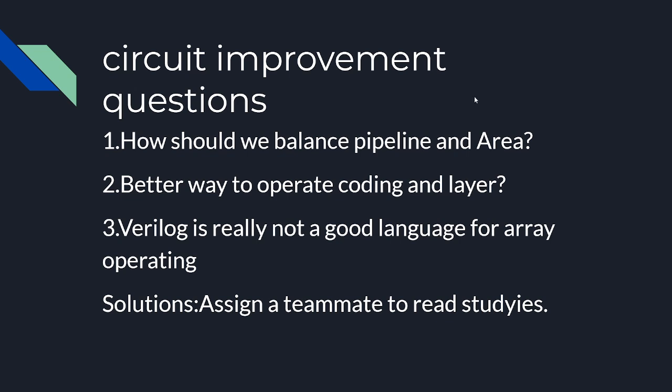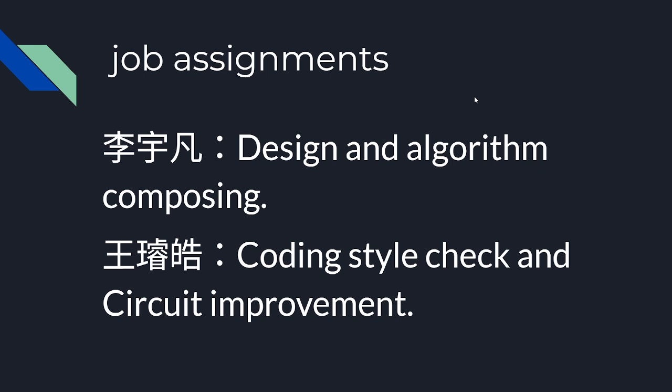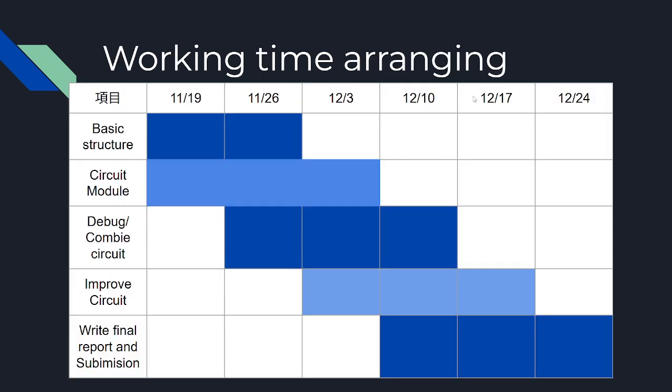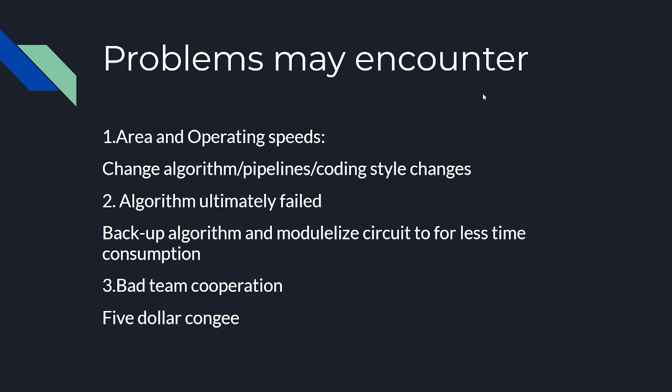Next, job assignment: we will be doing the circuit design and algorithm composing, and I will be doing the coding style check. Next is the Gantt diagram. We will be testing the circuit this week, and we are looking forward to finishing the circuit in 2 weeks. And about the problems we may face, first is, as we stated before, how to strike a balance between the working speed and area of a circuit.